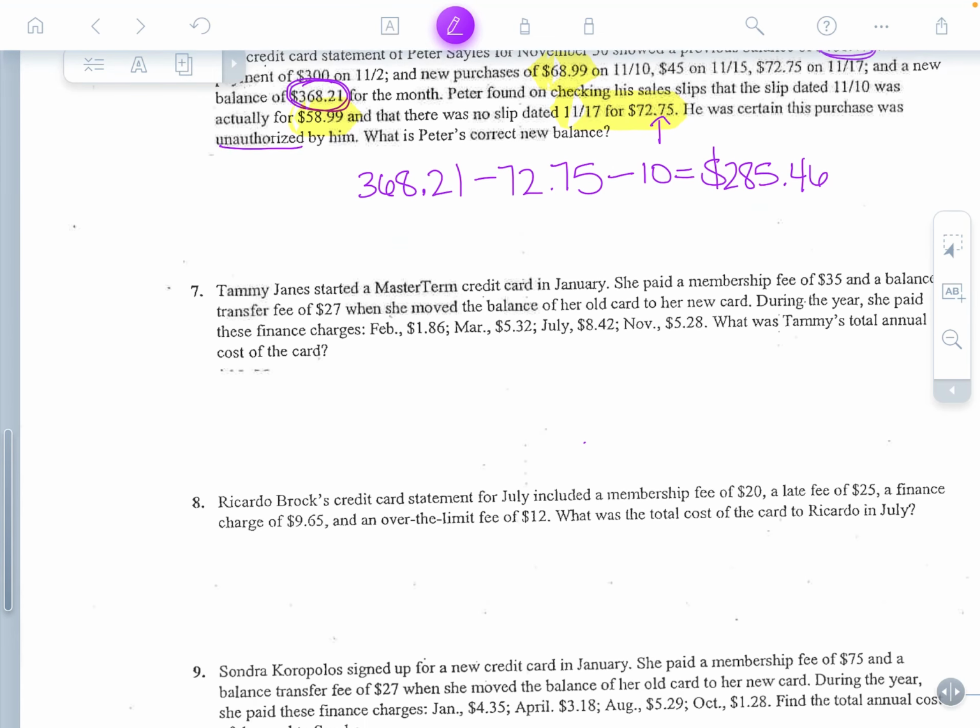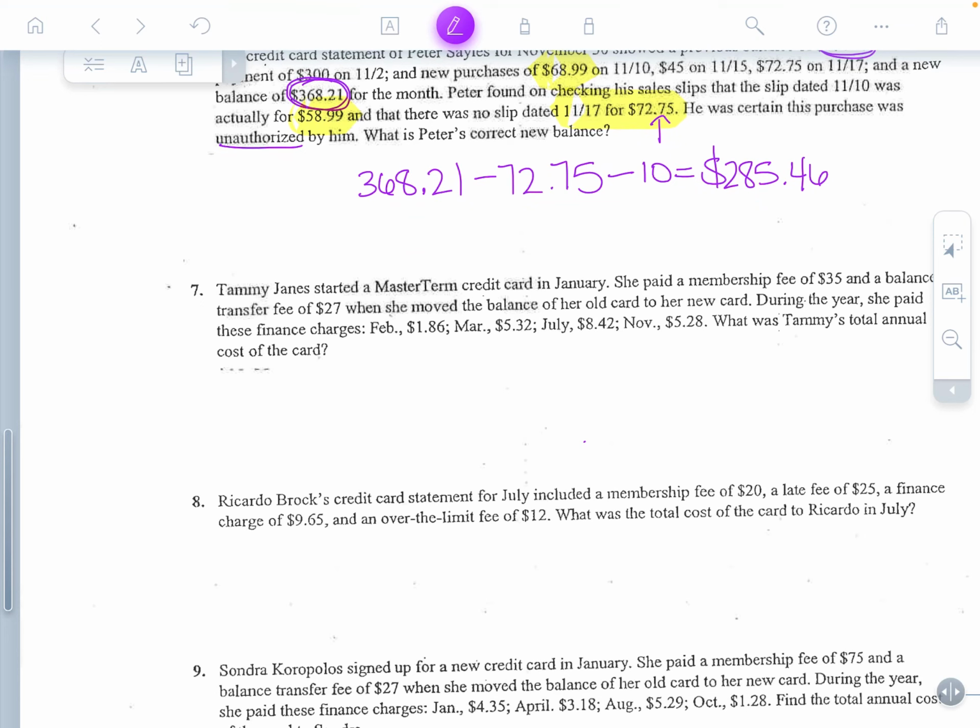Okay, we got one more. Tammy Janes. This is number 7. She started a Master Term credit card in January. She paid a membership fee of $35, a balance transfer fee of $27, and then during the year she paid these finance charges. I'm not going to read them all. What was Tammy's total annual cost of the card? When we're talking about annual cost of the card, that means how much did it cost her just to have the credit card? Not how much the purchases cost, but everything that the card implies. So that's just all of these numbers added together. So we're going to add all those numbers together, and that will be the cost of the card.